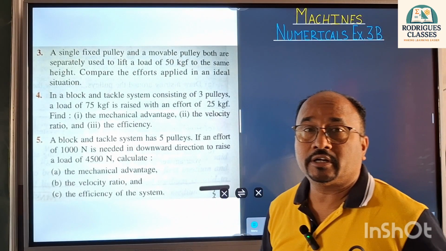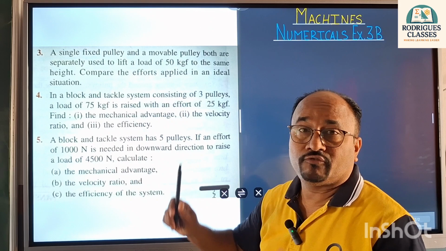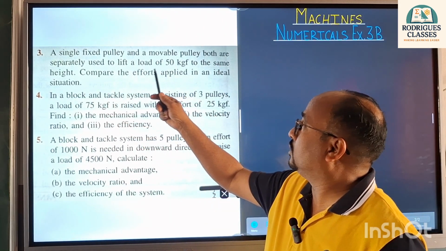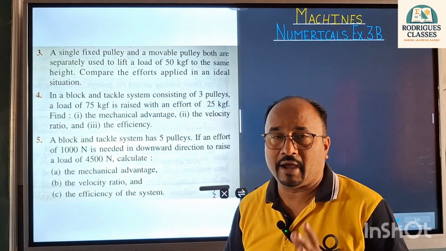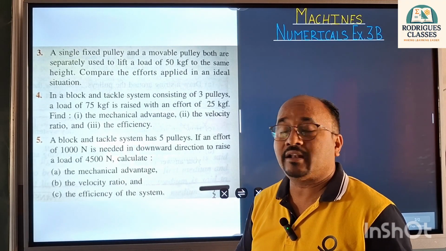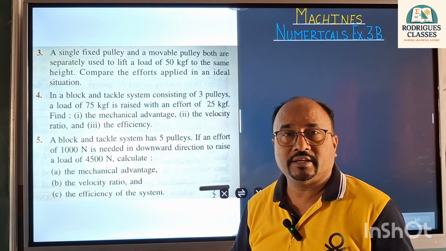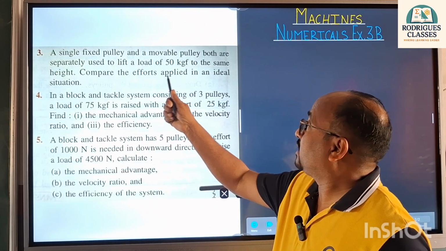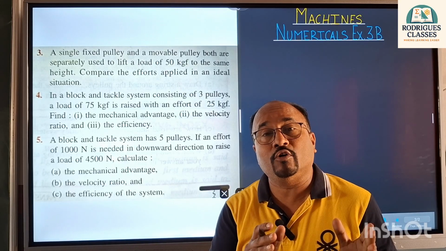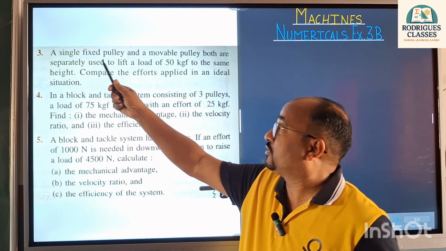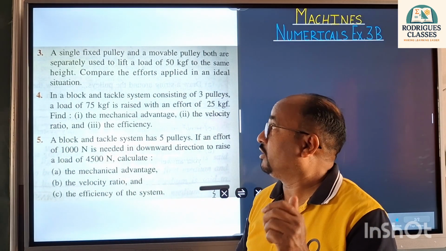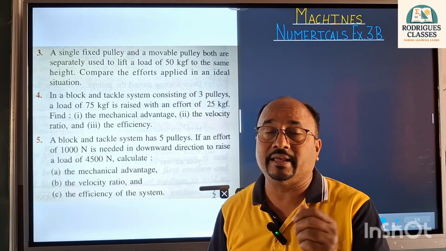Now let us come to the third numerical. It says a single fixed pulley and a movable pulley. Both are separately used to lift a load of 50 kgf to the same height. So there is one fixed pulley and there is one movable pulley. Both are lifting that same load of 50 kgf to the same height. Compare the efforts applied in an ideal situation. So it is an ideal situation. We have to compare what effort will be applied in a single fixed pulley, compare it with what happens in a movable pulley. So for this, we will calculate the effort in both the cases and then compare it.